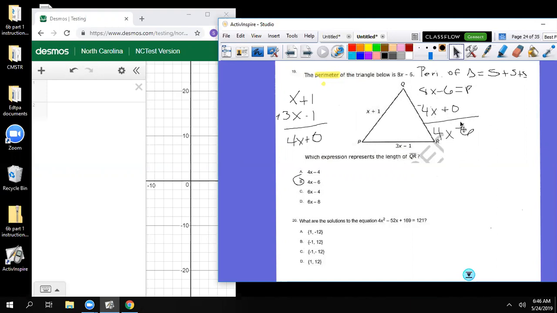So I've added two sides together, and I've subtracted it from the perimeter. I have negative 6 plus positive 0, which is going to give me negative 6. 8x minus 4x is going to give me 4x. So my total for the side that I'm missing must be 4x minus 6.